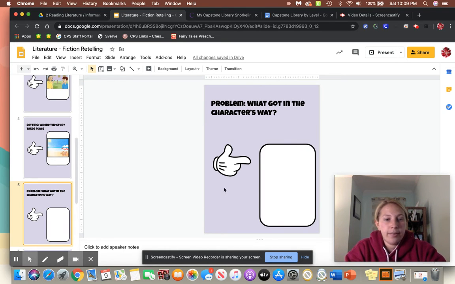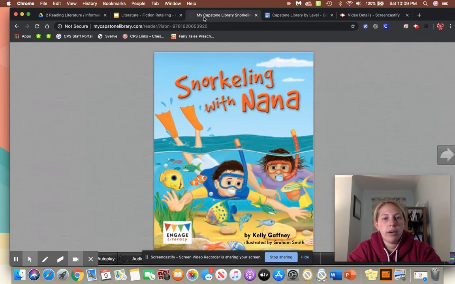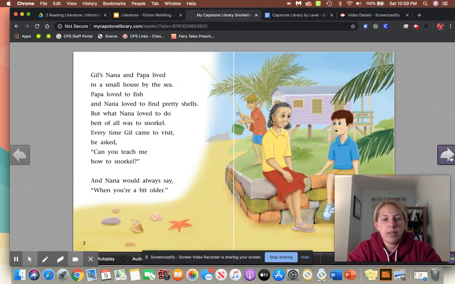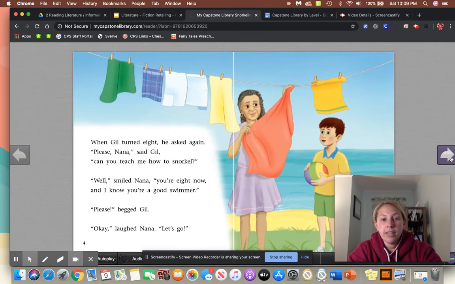So, problem. What got in the character's way? Well, when Gil was snorkeling, do you remember what happened? Let's look in the book. So, Gil wants to snorkel and he's too young. And Nana would always say, when you're a little bit older. And finally, he turns 8 and he asks again. And what does Nana say? She finally says, okay, let's go.